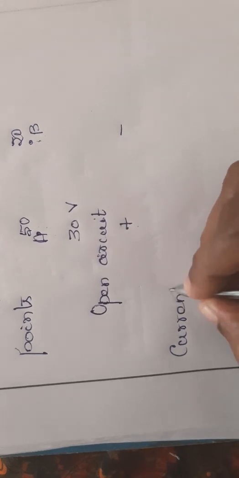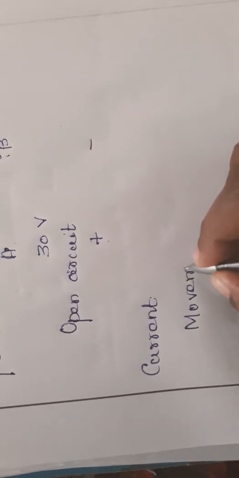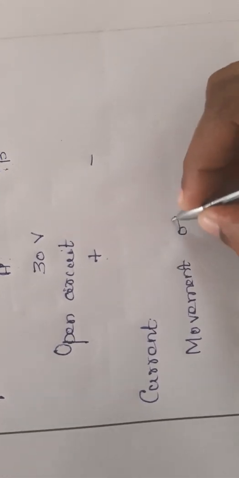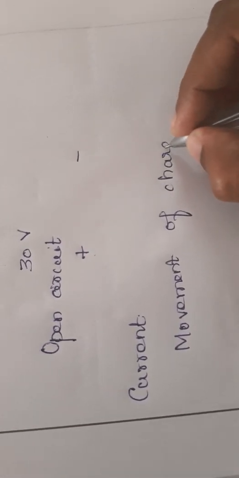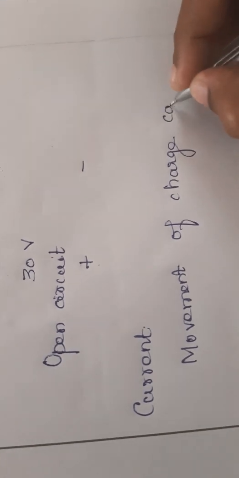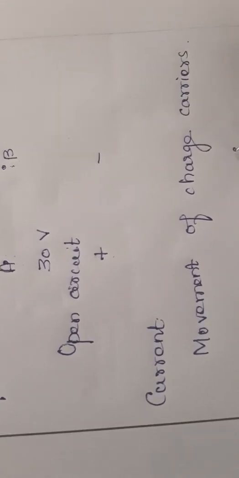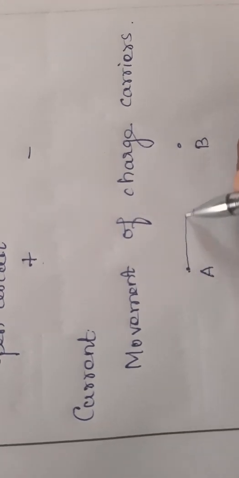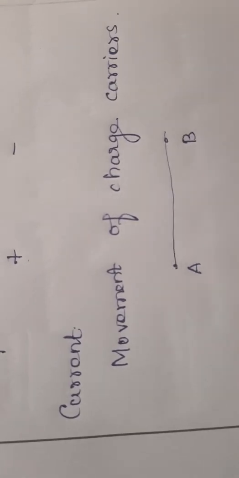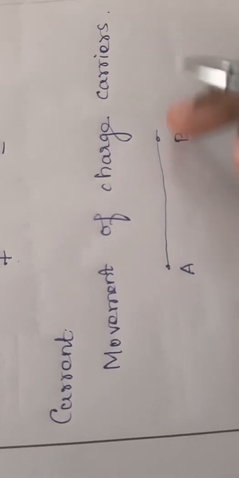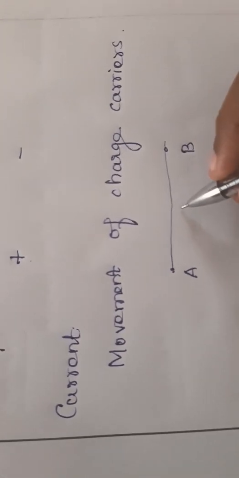So what do you mean by current? Current can be said as the movement of charge carriers. Short, current is the movement of the charge carriers. Here we take 2 points, A and B. Now connect A and B. We said movement of charge carriers, and to move there must be a path, right? So that path we are taking here as one material.